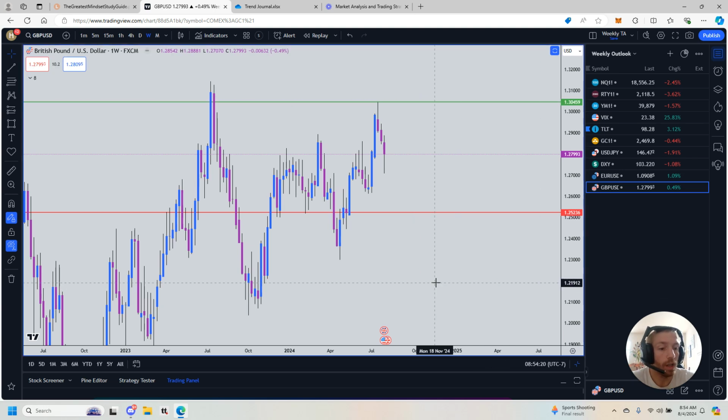So that's what I'm looking at for the week. Looking for a possible bounce and or consolidation week. We'll see what happens.